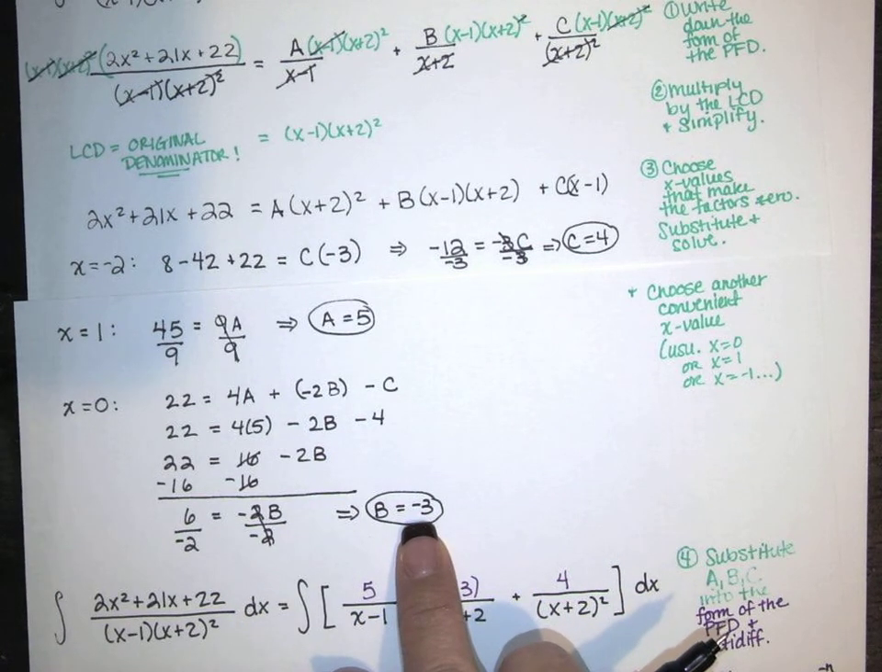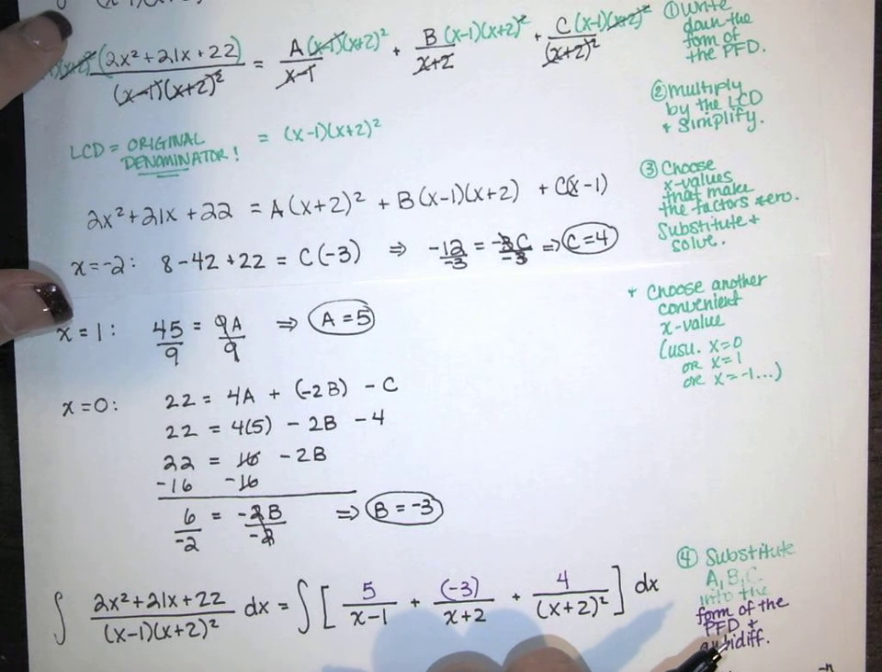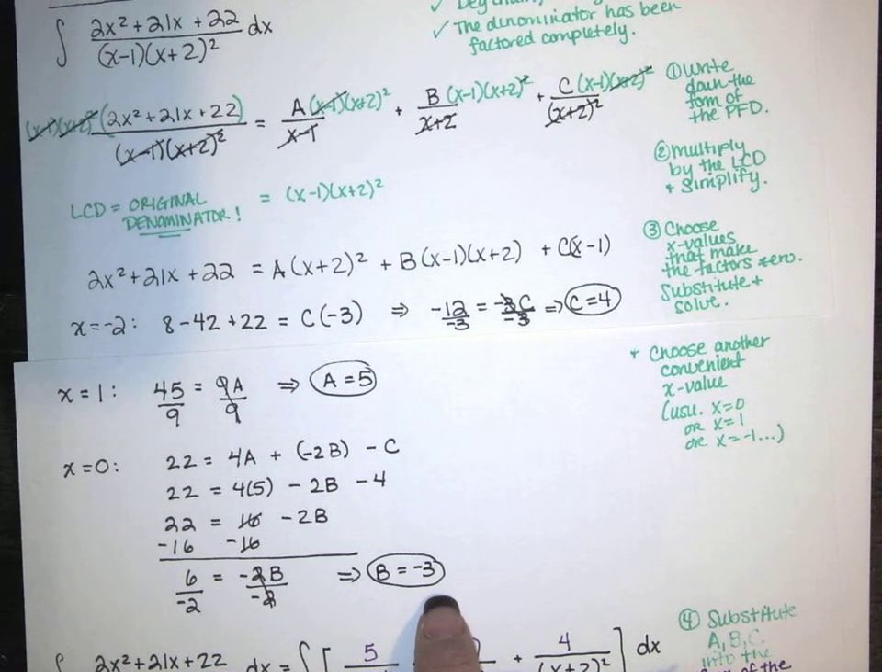So this is what will happen whenever you have a problem involving linear factors where some of those linear factors are repeated. There are no irreducible quadratics in this original denominator. If I have an irreducible quadratic, I've got to do something else entirely. And that's for the next video.